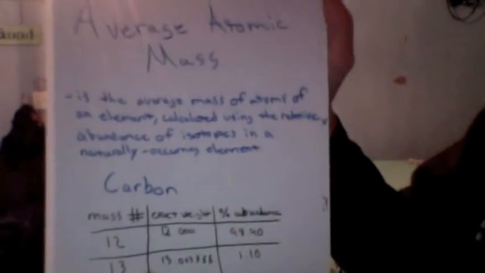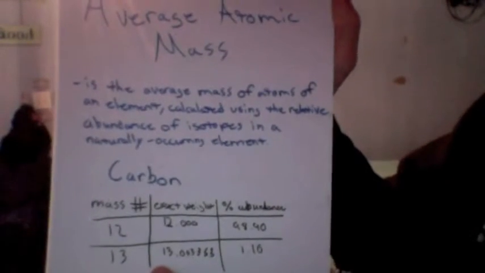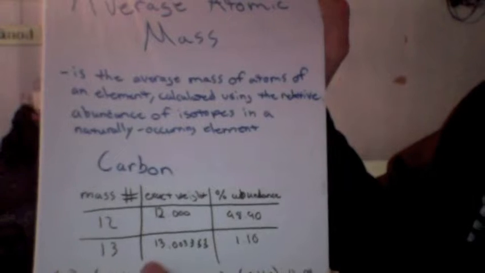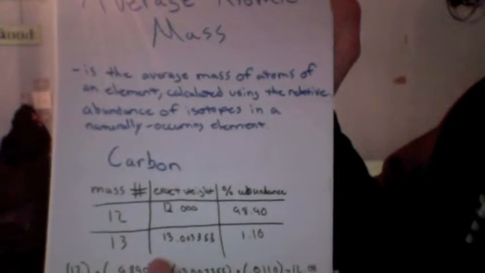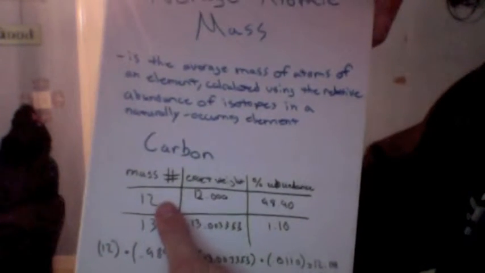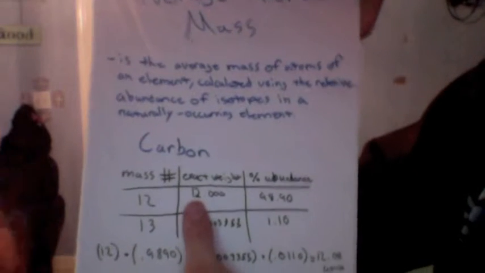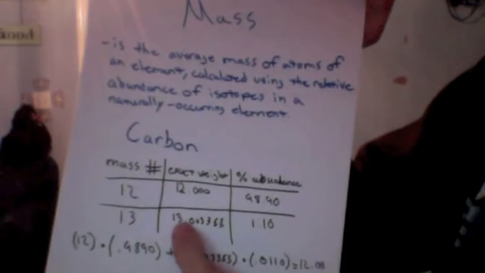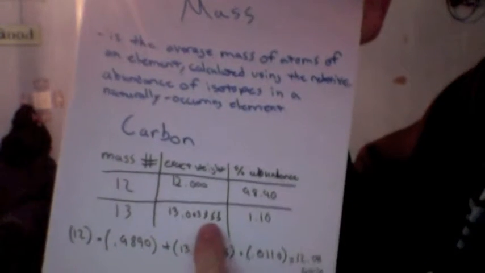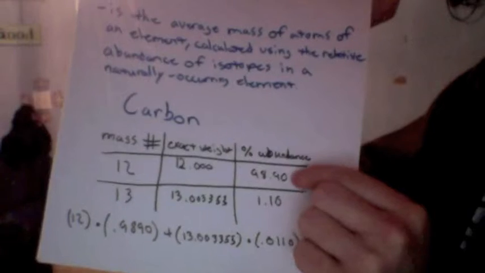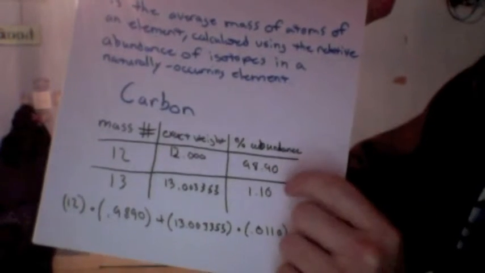The average atomic mass is the average mass of atoms of an element, calculated using the relative abundance of an isotope in a naturally occurring element. So take carbon. Carbon that has a mass number of 12 has the exact weight of 12. For a mass number of 13, it has 13.003355. And the percent abundance for them is 98.9 for a mass of 12 and 1.110 for a mass of 13. How to find this?